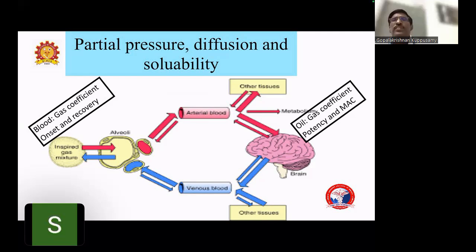And next one, coming to oil gas coefficient. It is the interface between blood and the brain. The brain is nothing but fat, and fat contains oil. So, the interface between brain and blood. If the agent is more soluble in brain than blood, then it will have more potency. When it is more potent, it will reach its minimum alveolar concentration at a lower level.